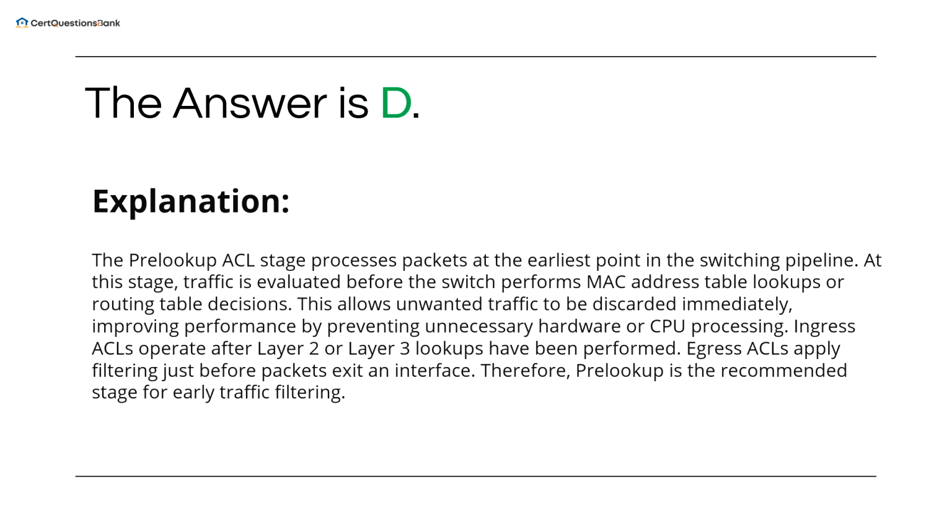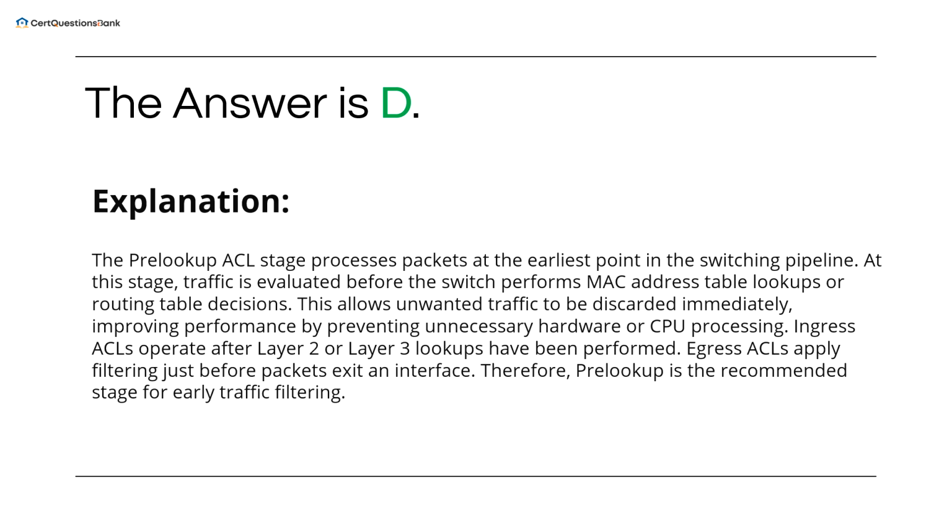The answer is D. The pre-lookup ACL stage processes packets at the earliest point in the switching pipeline. At this stage, traffic is evaluated before the switch performs MAC address table lookups or routing table decisions. This allows unwanted traffic to be discarded immediately, improving performance by preventing unnecessary hardware or CPU processing.